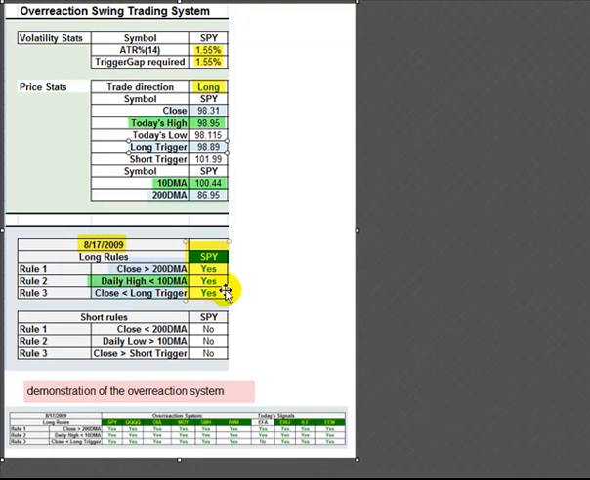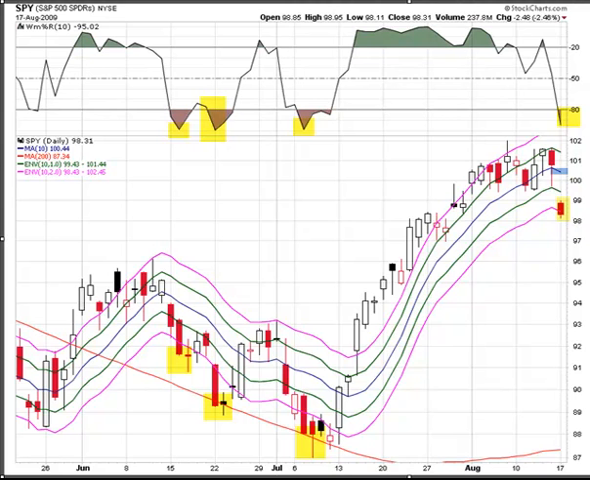That fires. When all three fire yes, the symbol turns green, and we have a signal to buy tomorrow at the open. Now the long trigger represents a move of 1 ATR percentage below the 10-day moving average. So that's where the long trigger is calculated from, and you can see that in the rule set. Now let's take a look at that on a chart.